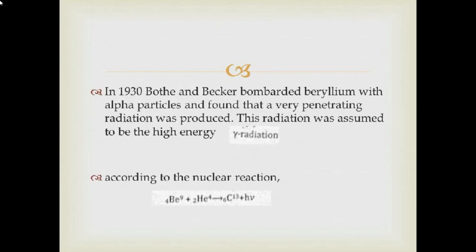In 1930, Bothe and Becker bombarded beryllium with alpha particles and found that a very penetrating radiation was produced. This radiation was very high in energy, and hence it was termed gamma radiation. According to the nuclear reaction, you remember this from fill in the blanks point of view: 4Be9 plus 2He4 will give 6C13 with the liberation of h nu, that is the gamma radiation.